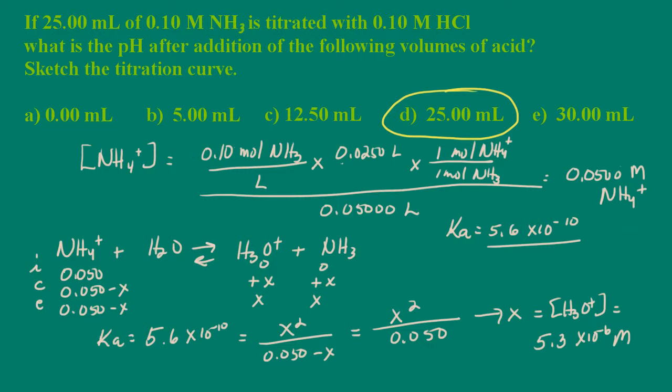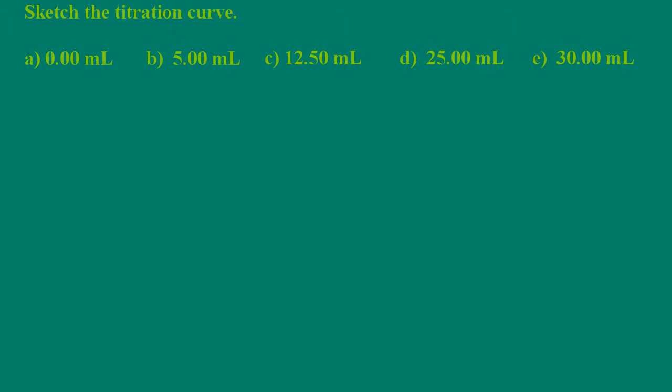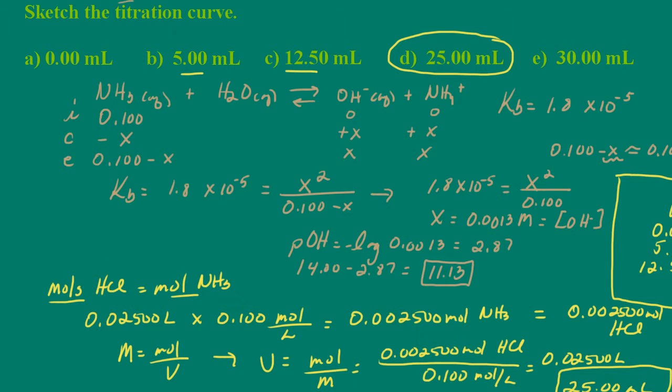So then our pH is equal to the negative log of 5.3 times 10 to the negative 6 molar, and that should be 5.28. So after 25 milliliters is added at the equivalence point, our pH is 5.28. So let's see what we have here. So after 25 milliliters, the pH is 5.28.